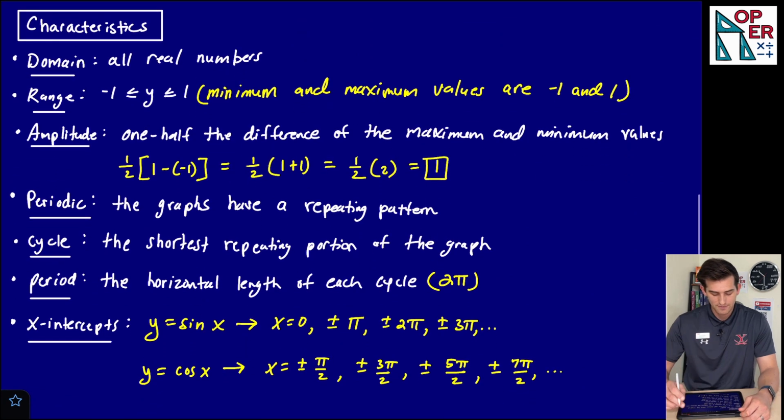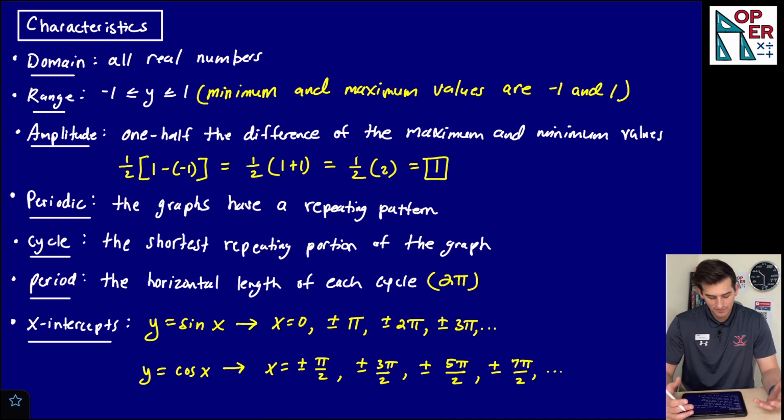So first of all, the domain is all real numbers. Okay, domain is x and y values. We're going to go left forever. We're going to go right forever. Domain is all real numbers. Range we saw in our diagrams, it's going to be -1 to 1 because our minimum value is -1 and our maximum value is +1.